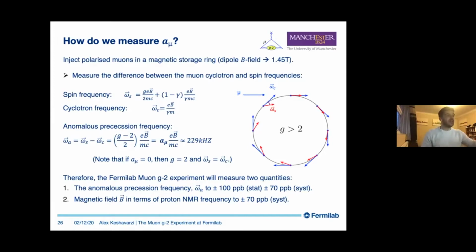So we want to measure the anomalous precession frequency to a high precision, but we know as well that we need to know this magnetic field because it is proportional to this magnetic field as well. And so the Fermilab g-2 experiment actually measures 2 quantities. It measures this precession frequency, but it also has to measure the magnetic field to a really high precision as well. And we do that using proton nuclear magnetic resonance, which I'll talk a bit about, okay?